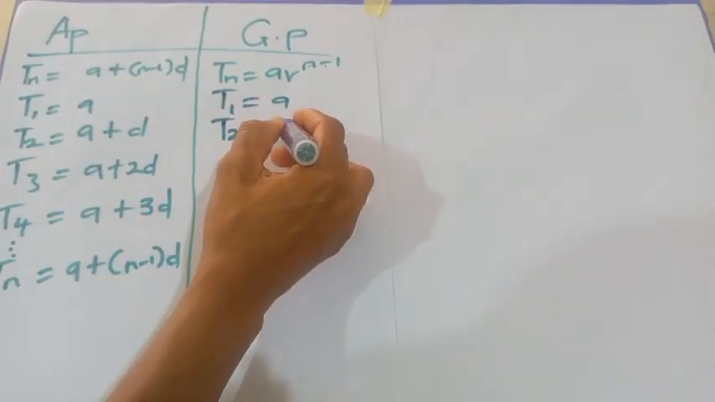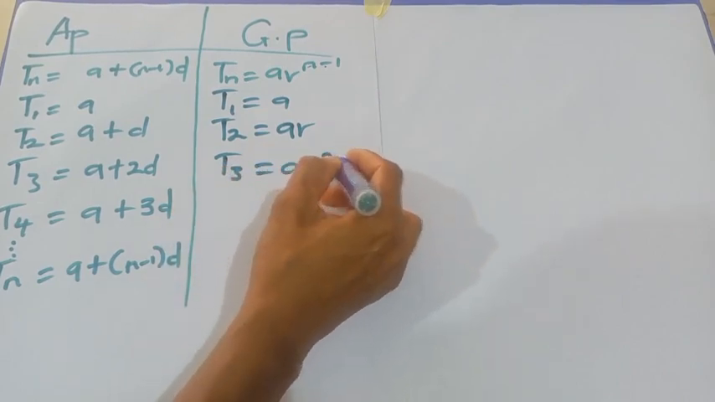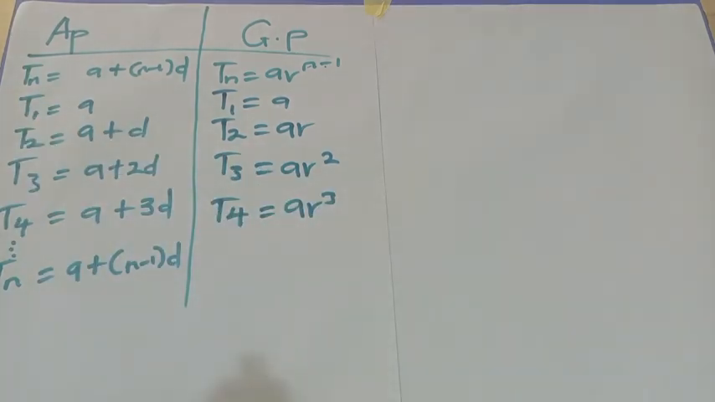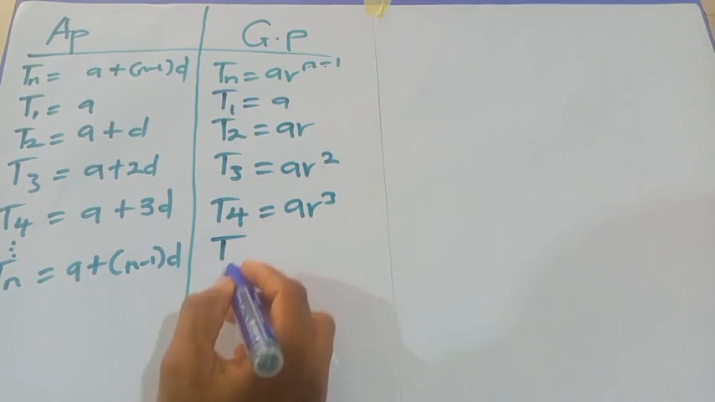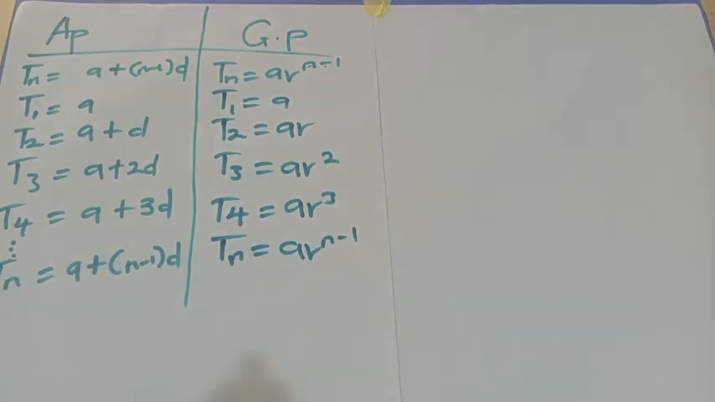For T2, we are going to have AR. For T3, we are going to have AR squared. For T4, we are going to have AR cubed. Just have all this in mind. You're not going to have any difficulty solving it. Then we'll have A R to the n minus 1. That's for the general term. Let me also write out the formula for the sum.